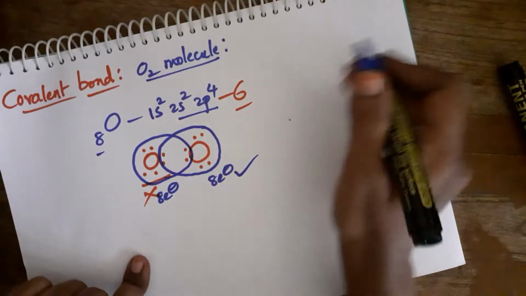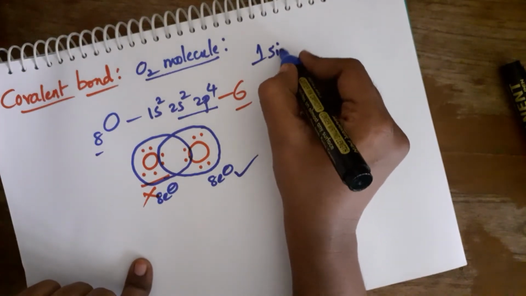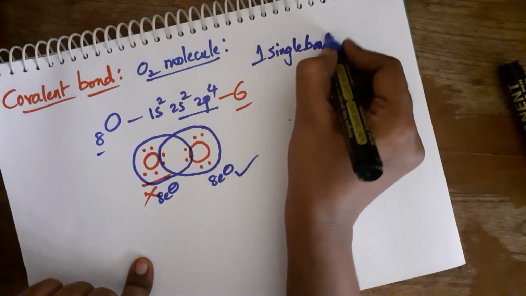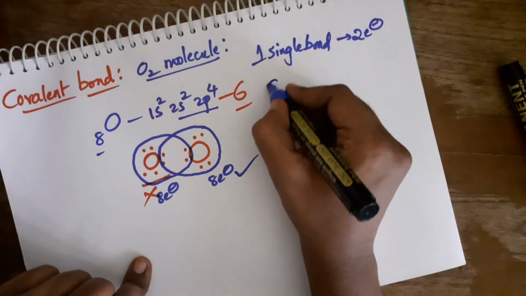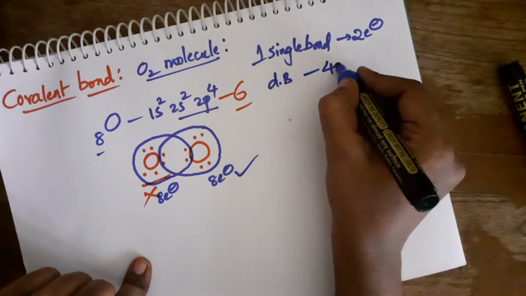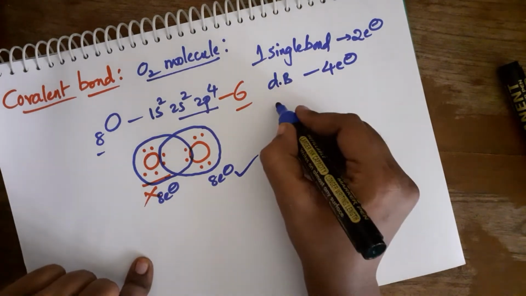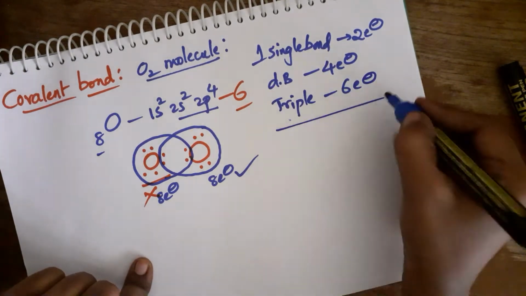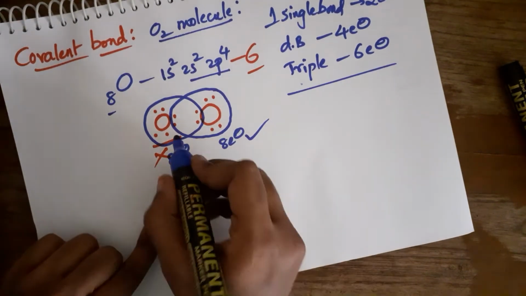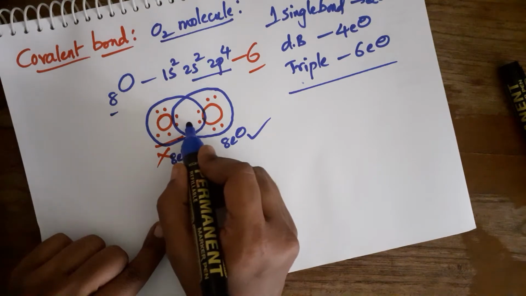And here, for a single bond, how many electrons are required? 2 electrons are required. For a double bond, 4 electrons are required. For a triple bond, 6 electrons are required. Here 2 electrons from each atom are involved in the sharing.